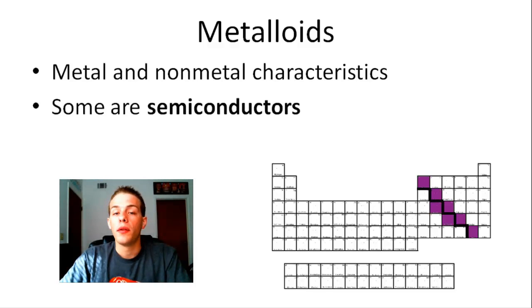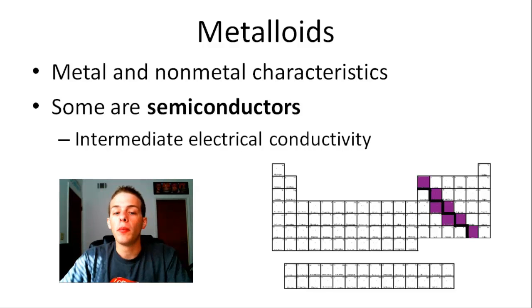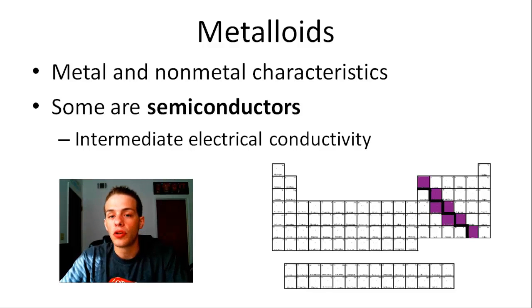Some metalloids are what we call semiconductors, which means they have an intermediate and highly temperature-dependent electrical conductivity. The interesting thing about semiconductors is that just by changing the temperature of the environment of a semiconductor, you can actually turn a semiconductor into an on or off switch, which makes that highly, highly useful when it comes to things like computers, for instance.